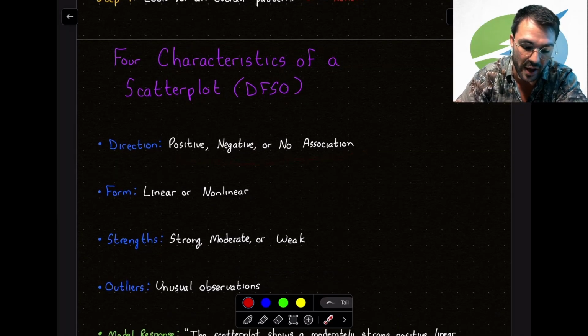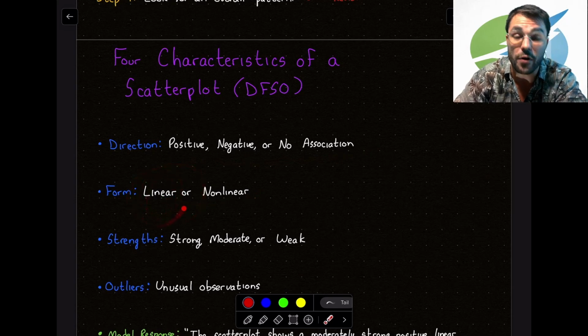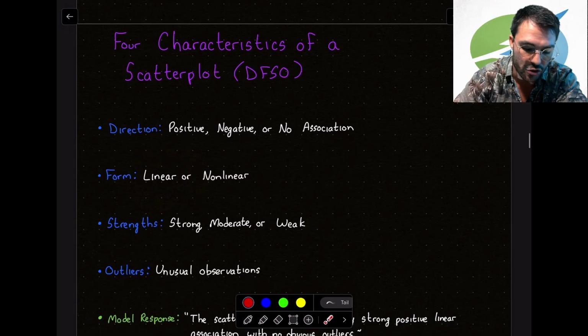Anyway, the 4 characteristics of a scatterplot, DFSO, are direction, form, strength, and outlier. Direction, form, strength, outlier. That's what our letters stand for. Direction we talked about: positive, negative, or no association. Form: linear or nonlinear. We're only going to be focusing on linear in this video. Strength: strong, moderate, or weak. An outlier is an unusual observation.